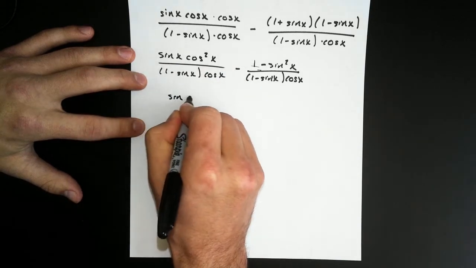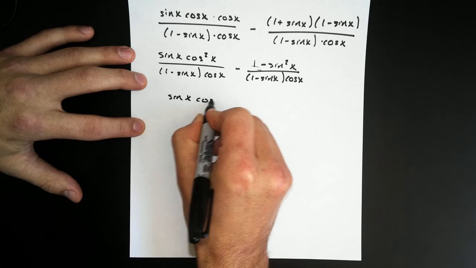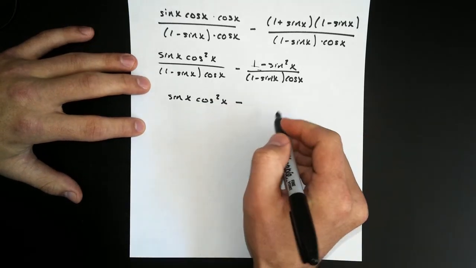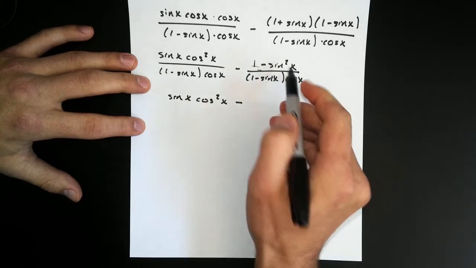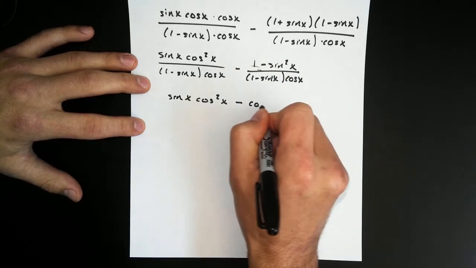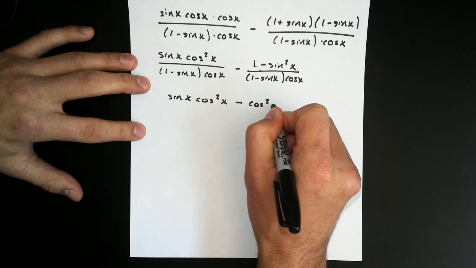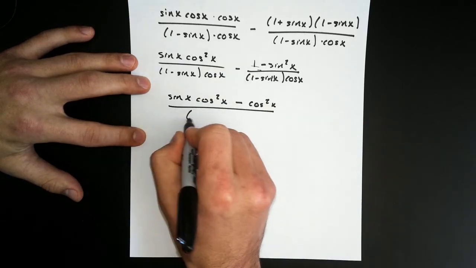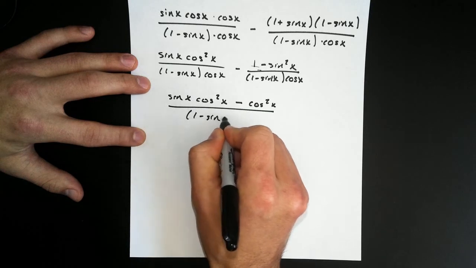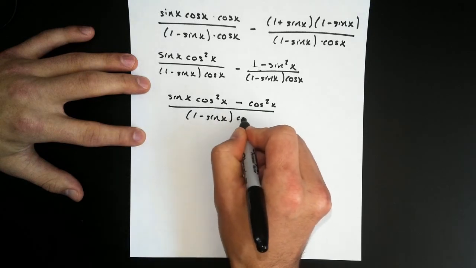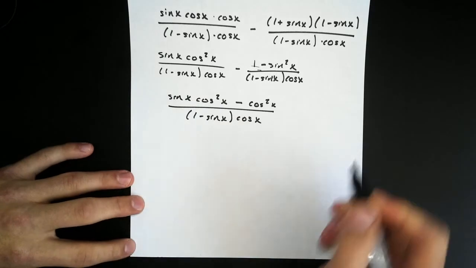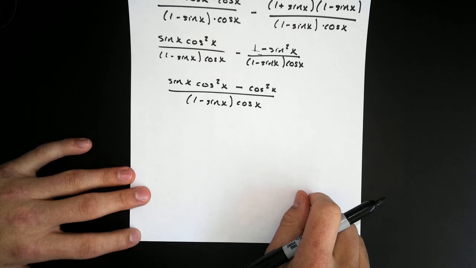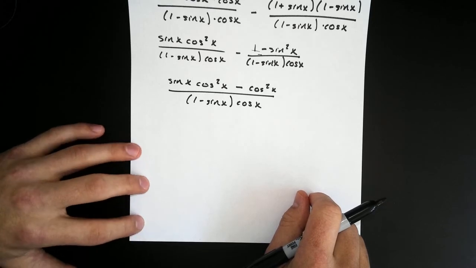So we have sine of x, cosine squared of x, and then combining our numerators together, minus, substituting that, we get the cosine squared of x. And that is all over our common denominator, 1 minus the sine of x and the cosine of x. Okay, let's see what other simplifying we can do.